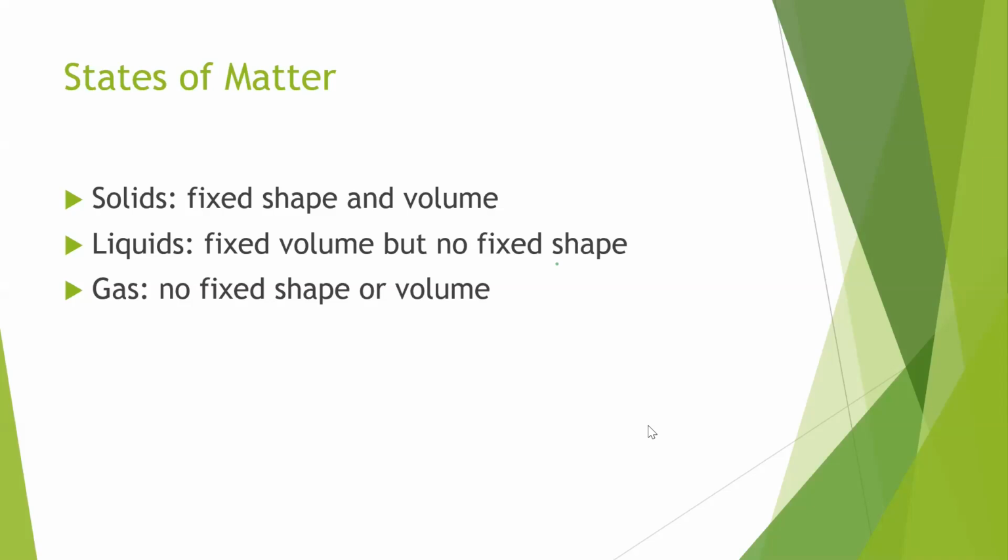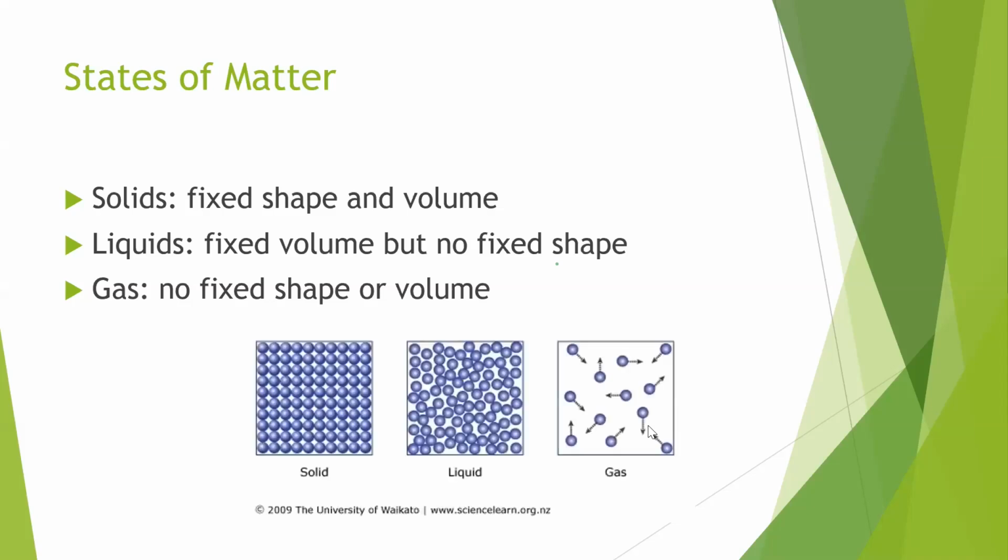So here's a diagram of the solids, liquids, and gases. Solids, as you can see, are tightly packed together in an orderly lattice. Liquids are not as tight as solids, and they can move around. And gases are free-floating particles that just take up the shape of the container.